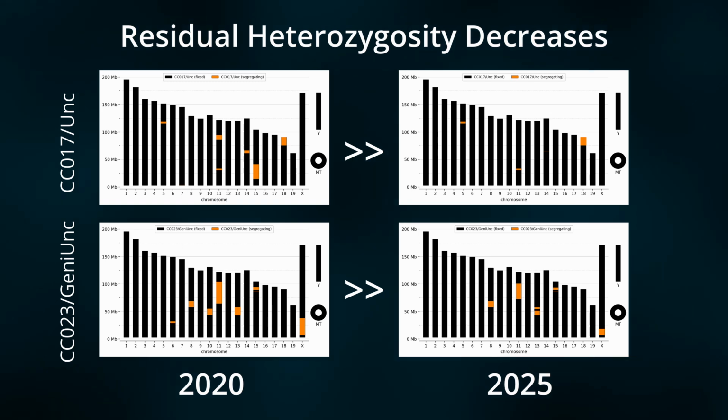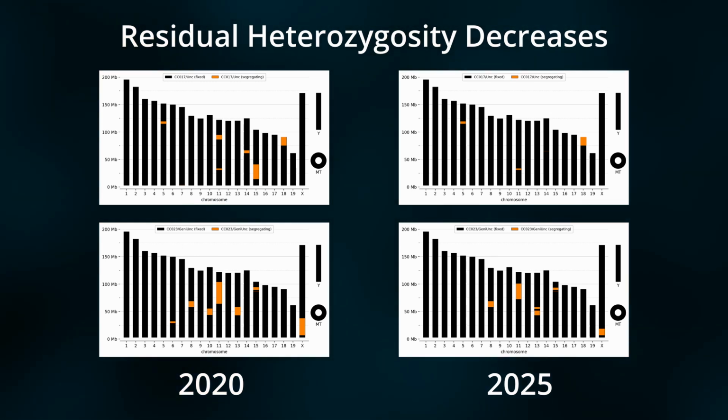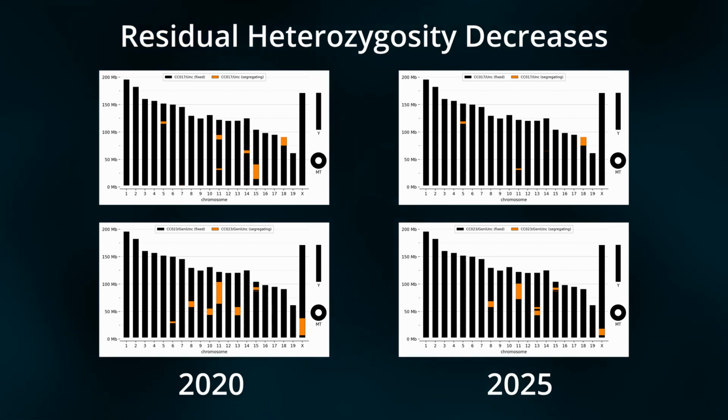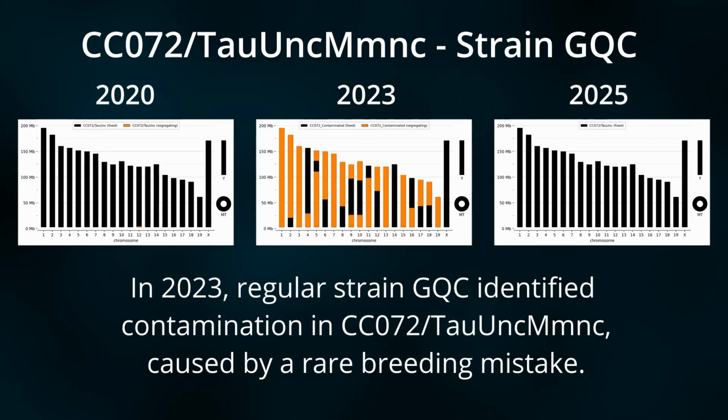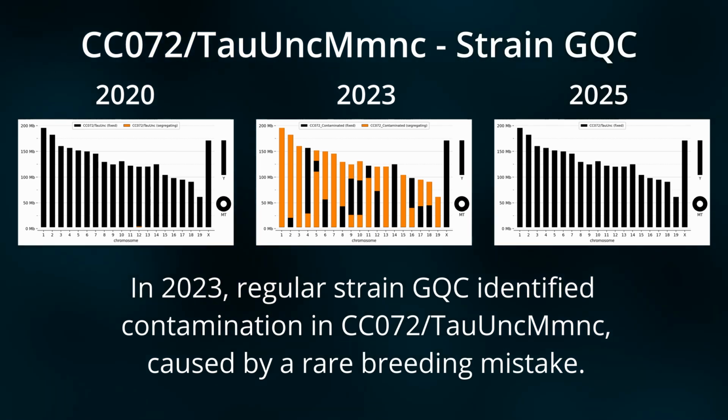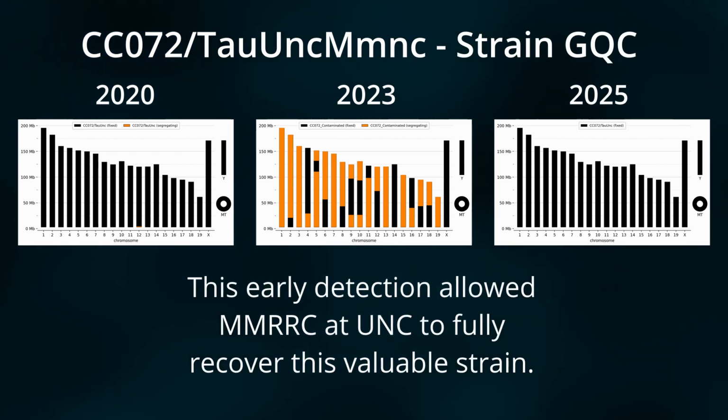The second reason for report differences is that most of the CC strains are not yet fully inbred, and importantly, maintained as live colonies. Therefore, residual heterozygosity will decrease over time. In addition, the main purpose for continuous GQC in these strains is detecting and avoiding propagation of rare breeding mistakes.